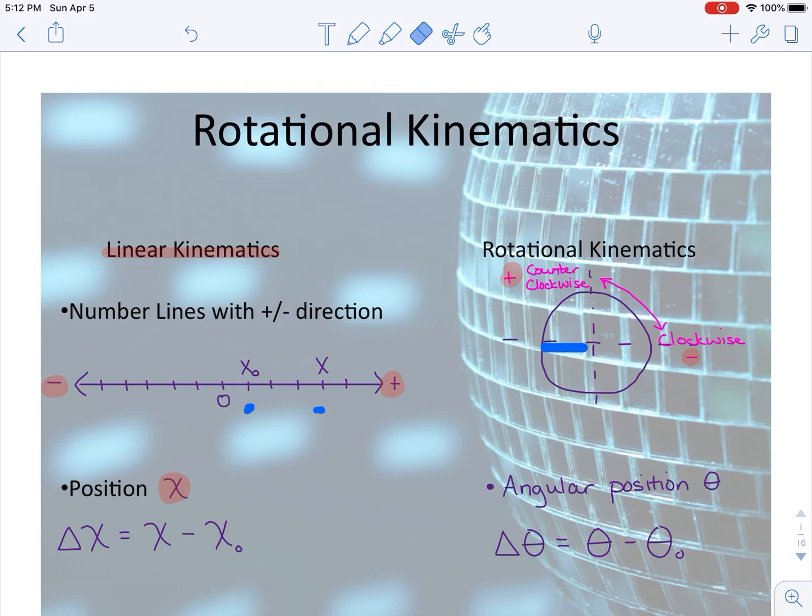Now, so far this year, we have been using the Greek letter theta to represent angular measurements, and we're going to do the same, except now we're going to focus on calling it the angular position. So there's an angular position initial, which would be theta initial, and there's going to be a final angular position, which is going to be theta final. And just like we found the displacement by doing delta x equals x final minus x initial, we're going to do delta theta equals theta final minus theta initial.